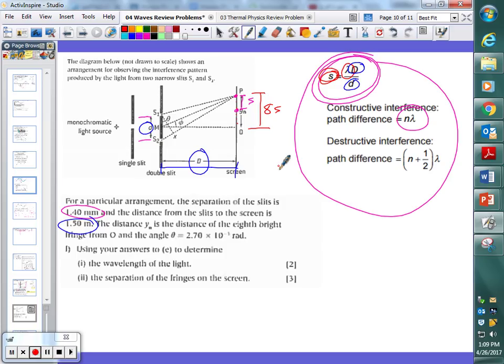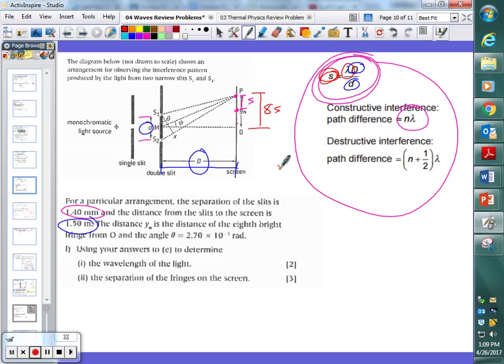Big D is this right here. I'm mixing up my colors. And then little d is this number here.